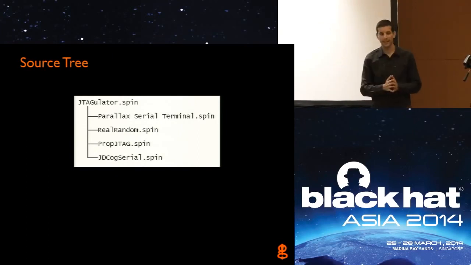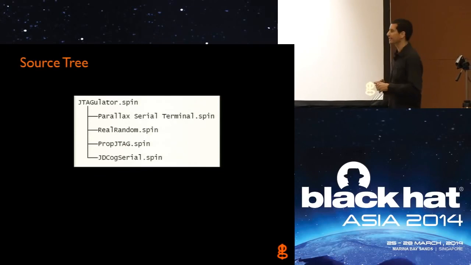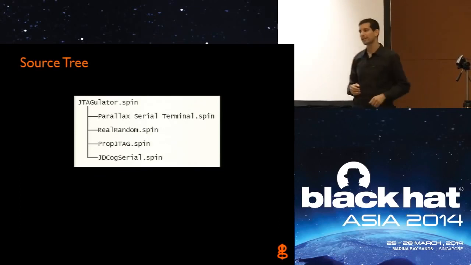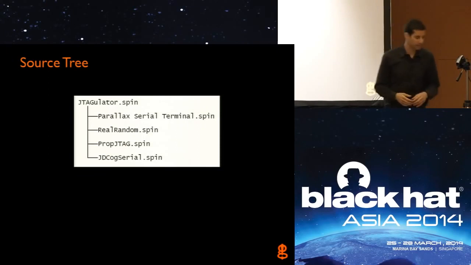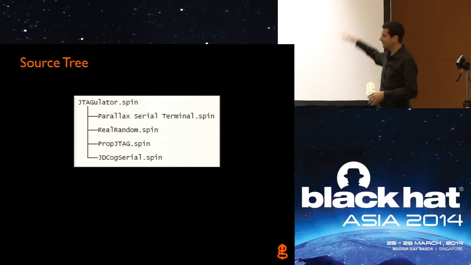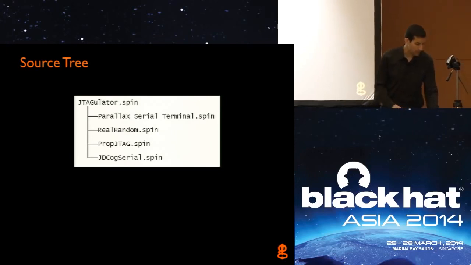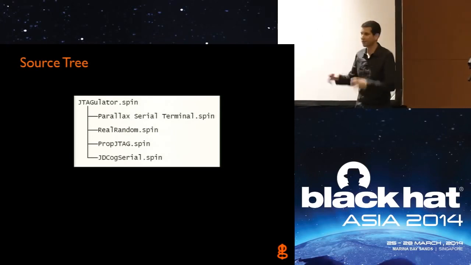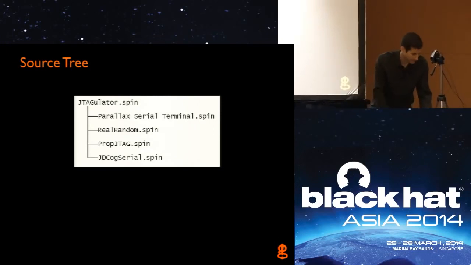RealRandom is a pseudo-random number generator based on some PLL jitter of the CPU that we use for the BYPASS scan test, which I'll show you. Then PropJTAG is all the low-level JTAG interface stuff. And then JDCOG serial is the low-level additional serial port that I'm using for the UART detection. As you add more stuff, maybe the tree gets wider, but right now it's pretty simple. You can think of these other Spin files as extra header files, even though they're actually extra C files, I guess.